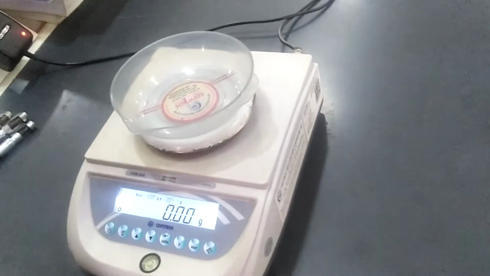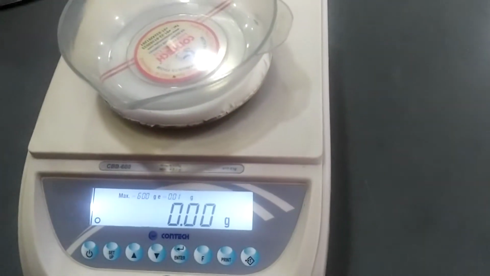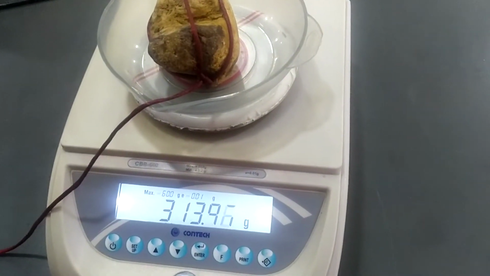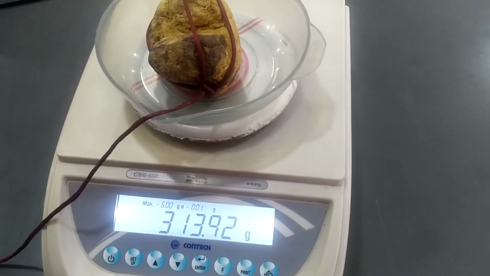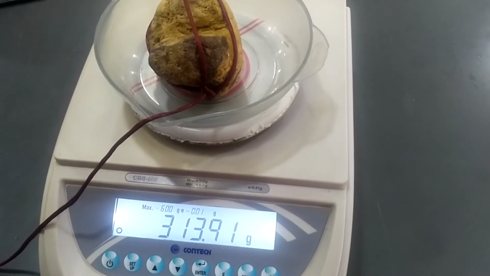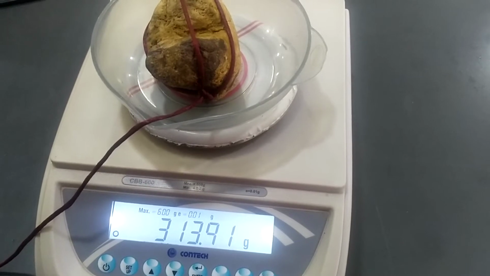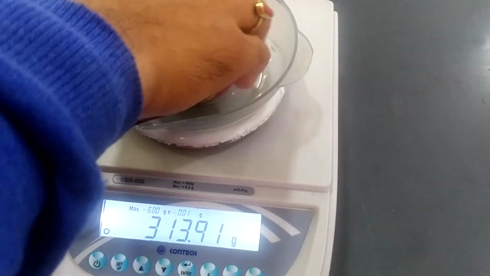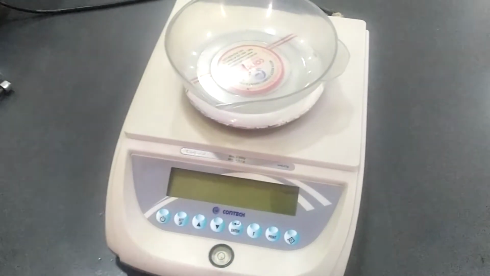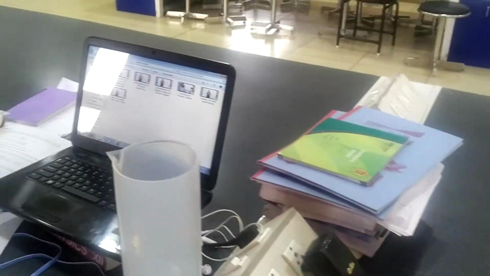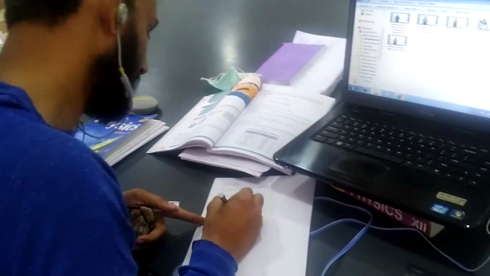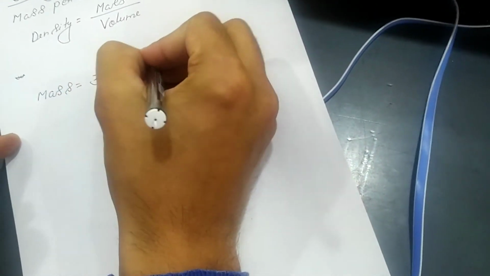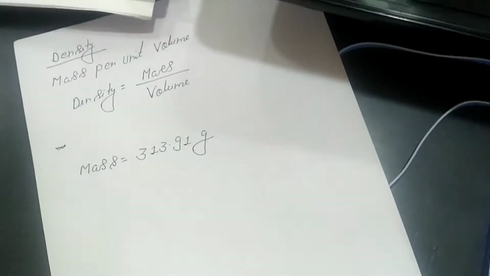As you could see, this is 0 gram right now. I'll put it there. So the mass is coming 313.91 gram. This is in gram, as you could see that it is G. I'll write this value of mass here. So mass is equal to 313.91 gram.